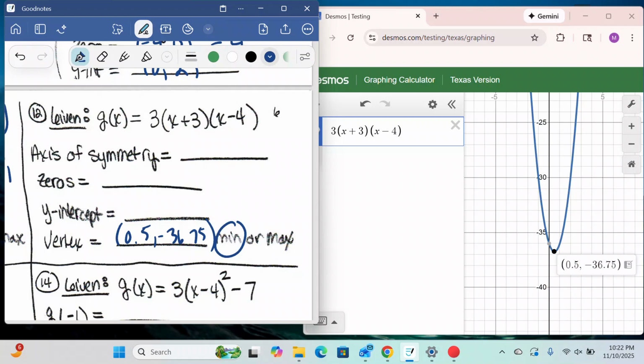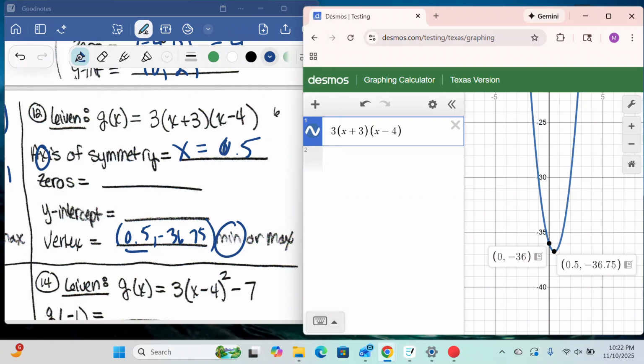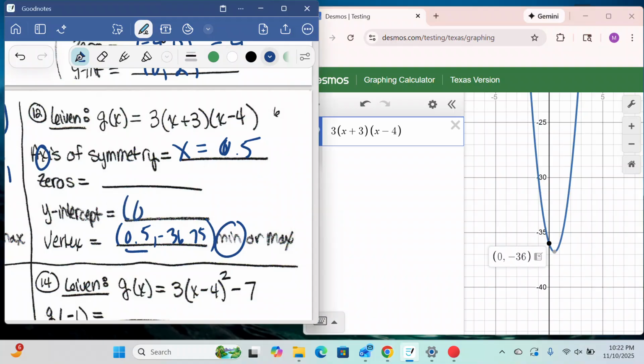Now the axis of symmetry, that's another easy one to find. You're going to put x equals, what is the x value of the vertex? The x value of the vertex right here is 0.5. So my axis of symmetry is 0.5. Next, I'm going to find my y-intercept. It is right there. I'm going to click out of the vertex. So my y-intercept is 0, -36. Why is it 0, -36? Because that's where my U-shape crosses my y-axis.